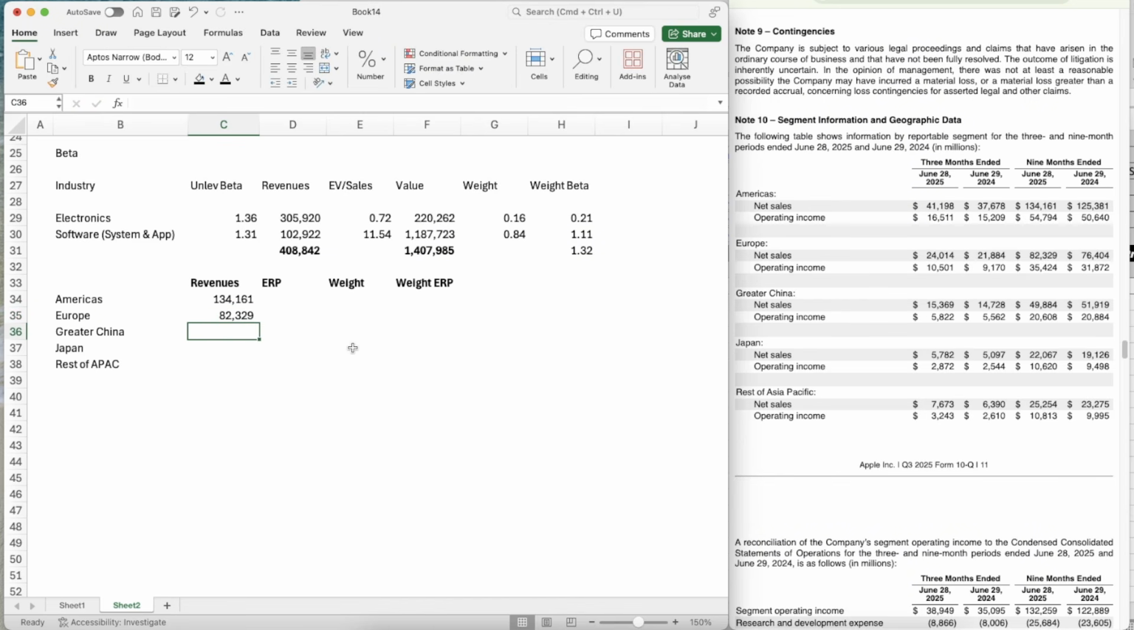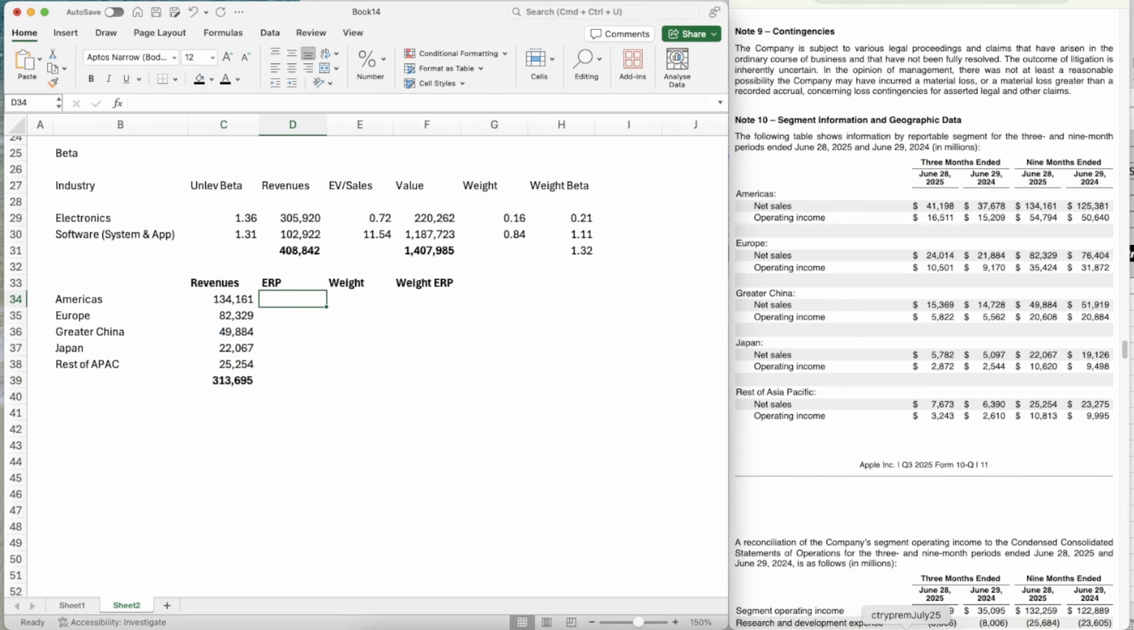Because normally, what a lot of people will do is they'll say, "Look, Apple's an American company. I'm just going to apply a US risk premium." But the fact that Apple is getting pretty much 50% of its revenue, or maybe even more, from outside of the US, there are risks to those revenues, and they need to be factored in to give us a more accurate approach. So for the Americas, we can just sum these as well.